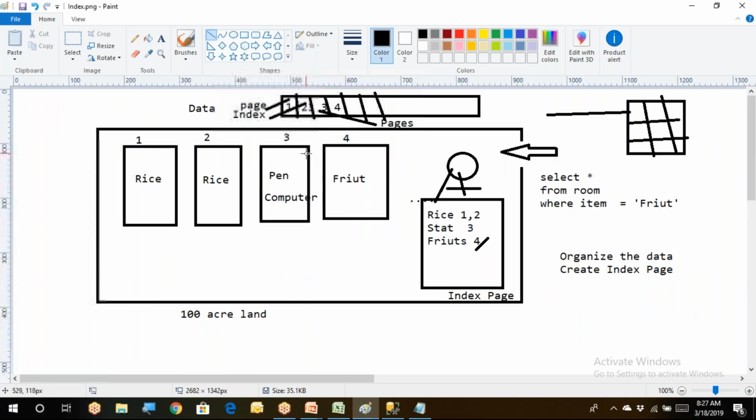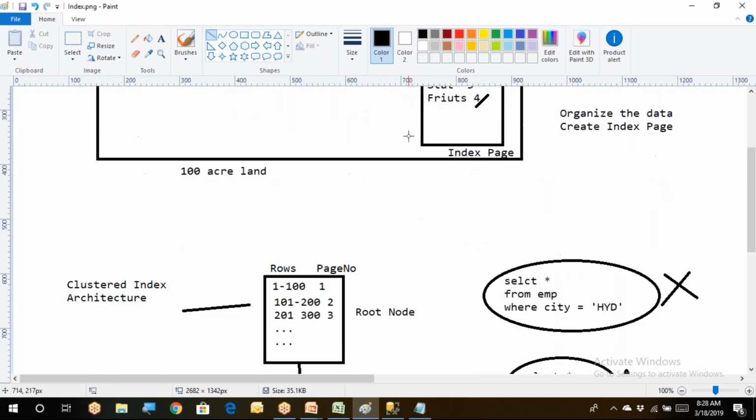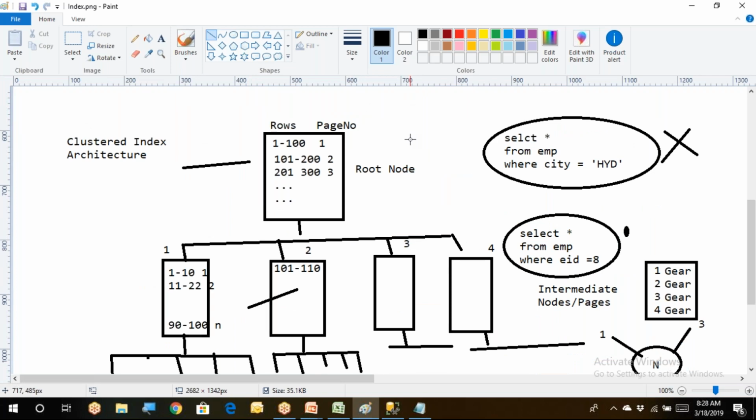Everything will have a page number. Page number 1 is the root node. Then page numbers 2, 3, 4 are intermediate nodes. Then from 5, 6, 7 onwards, maybe it is data pages. Clear? In the clustered index, you will have the index pages followed by the data pages. But when you create a non-clustered index, what happens?